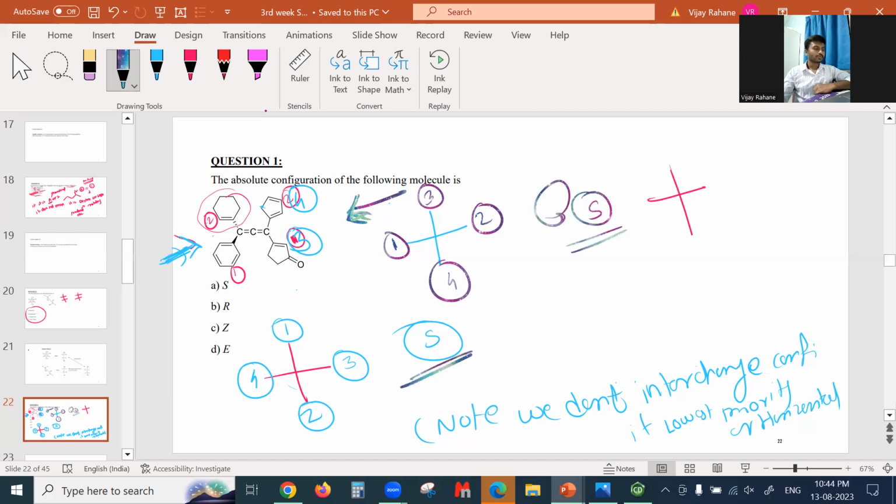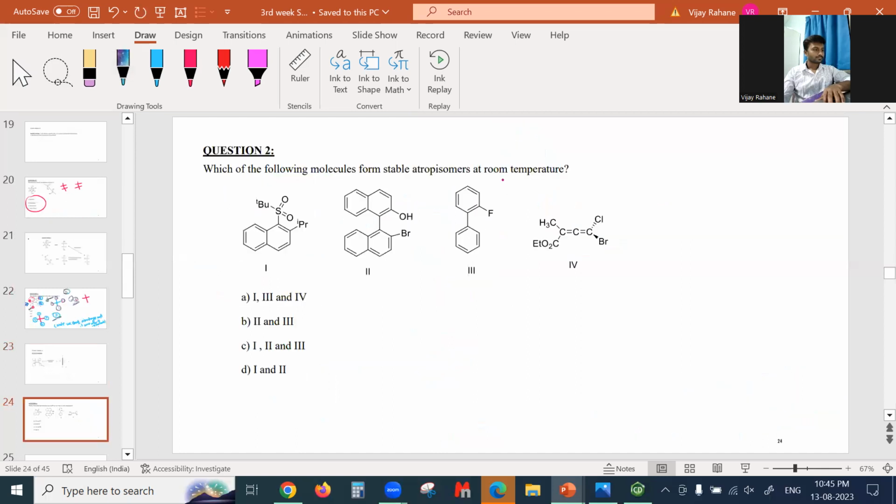So we can visualize from this side or this side, it doesn't matter. At the end we'll get the same configuration. So the configuration for this molecule is the S. So option A is the correct option. Does anyone have any doubt in this question? All right, we'll move toward the next question.